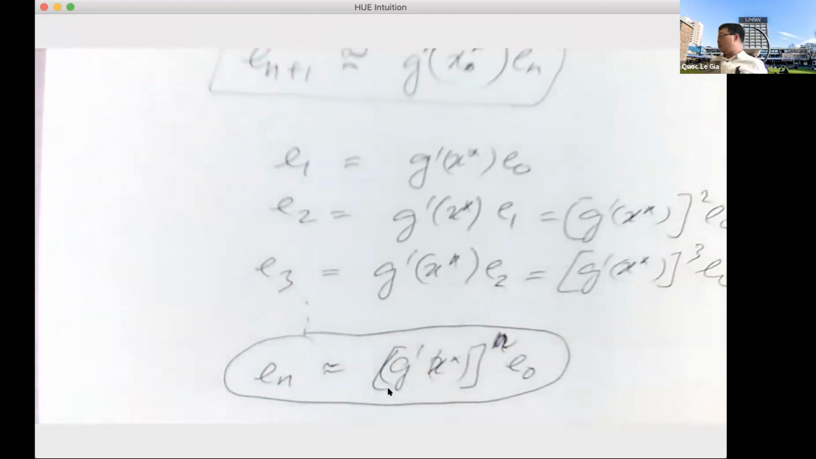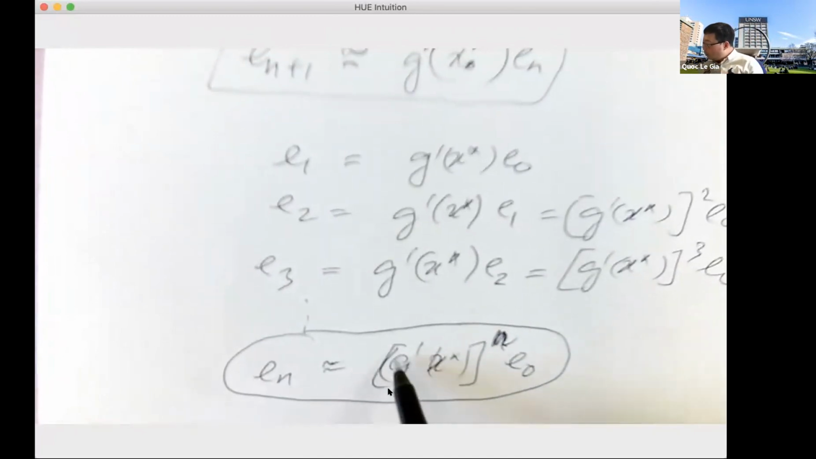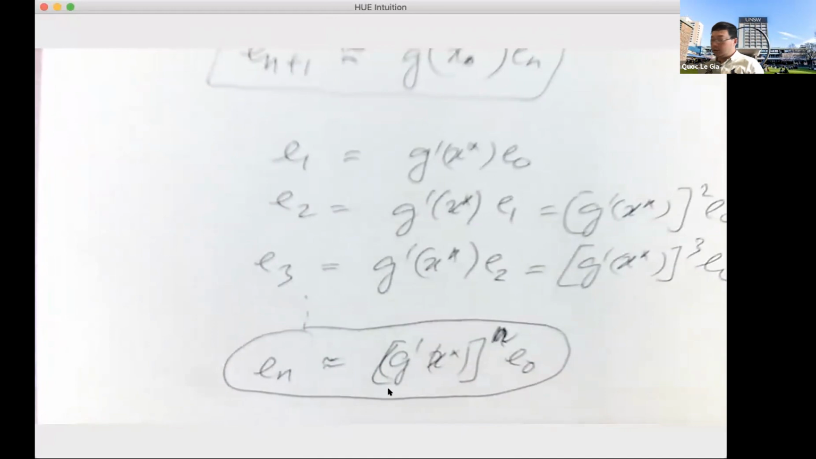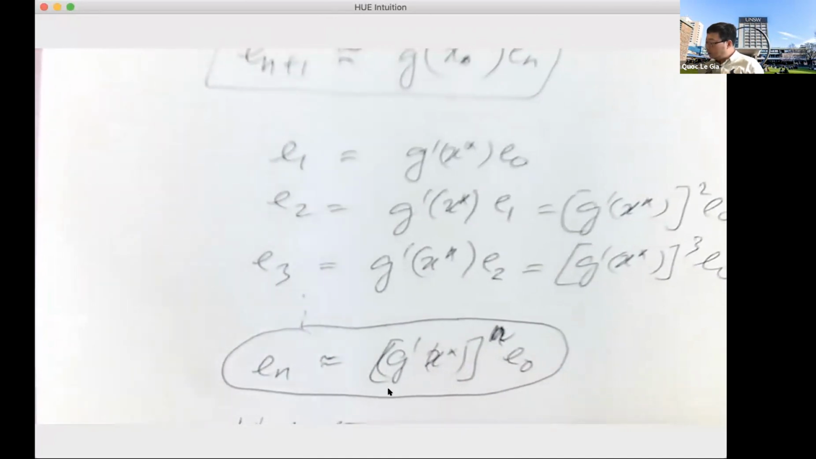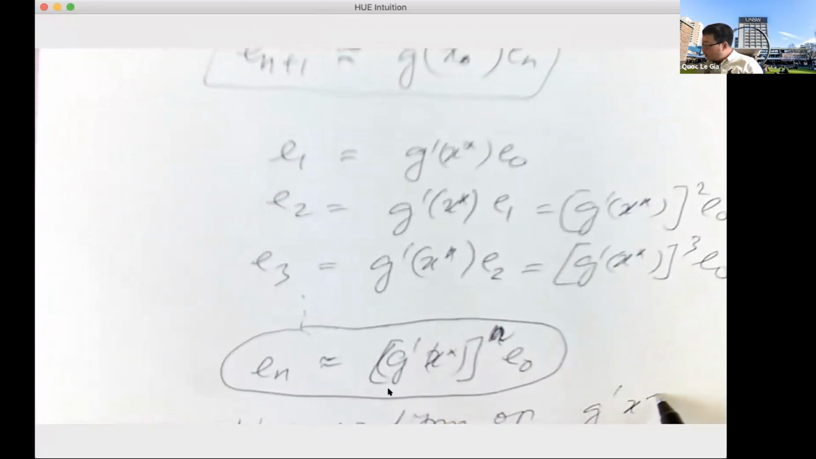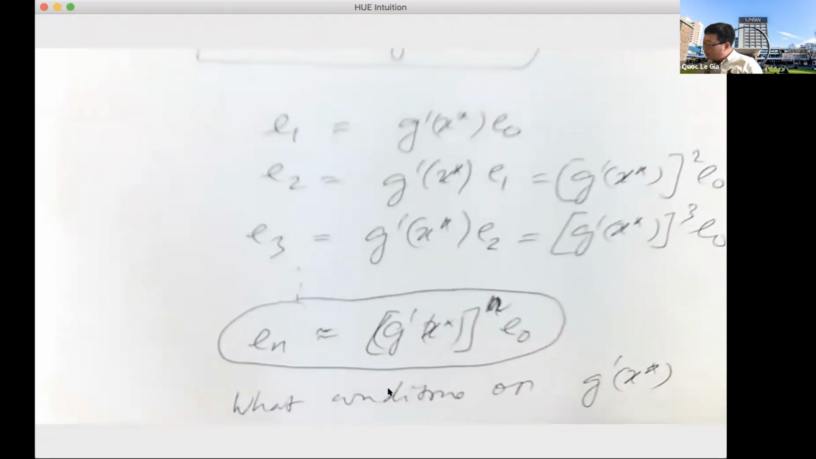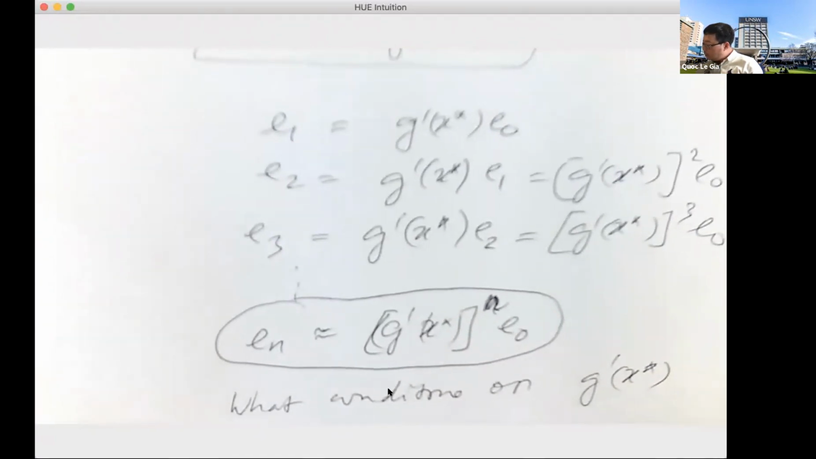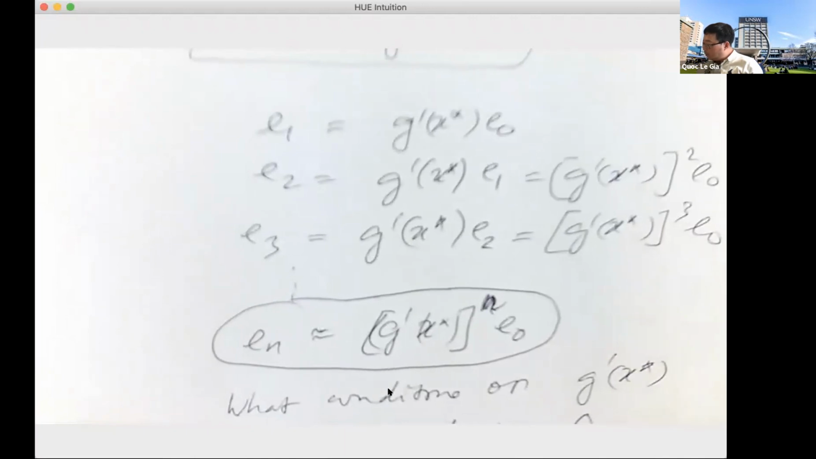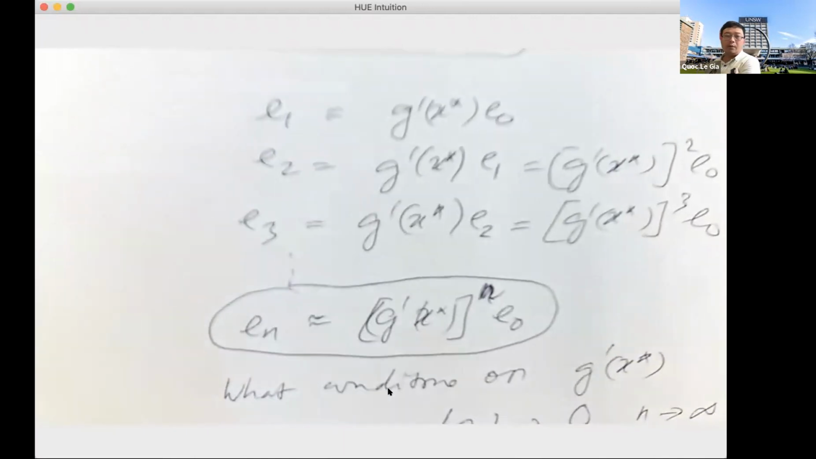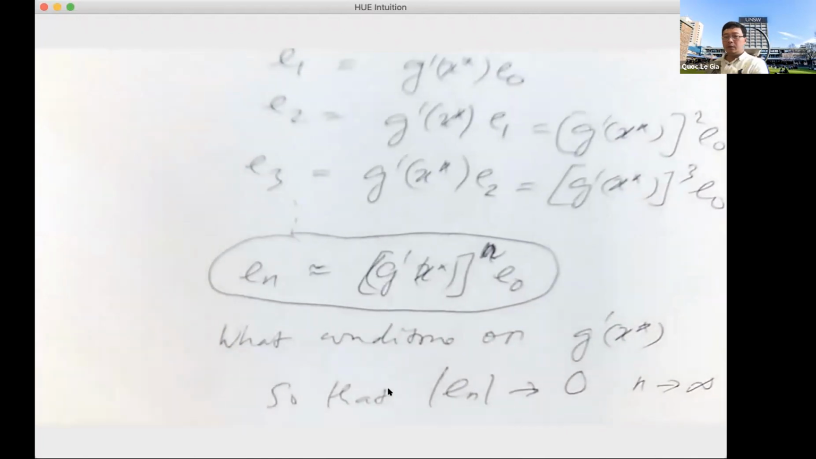So e_0 is a fixed number, because you put in some initial guess, okay? The initial guess is 1.0 or 1.5, whatever. So it's a fixed number. So how do we guarantee that? What condition on g'(x*) so that e_n goes to 0 as n goes to infinity in absolute value?